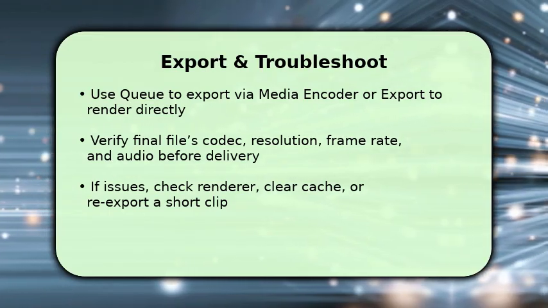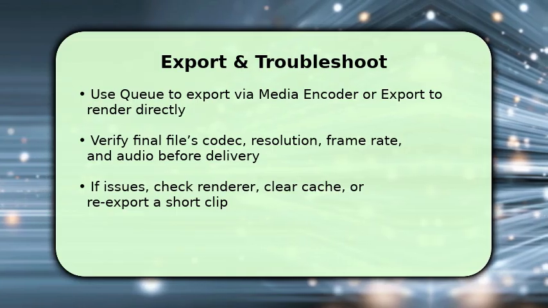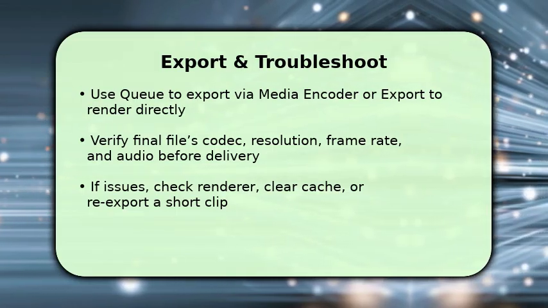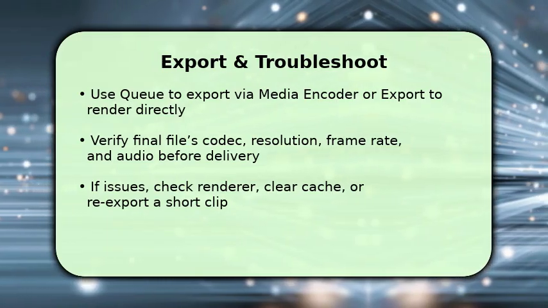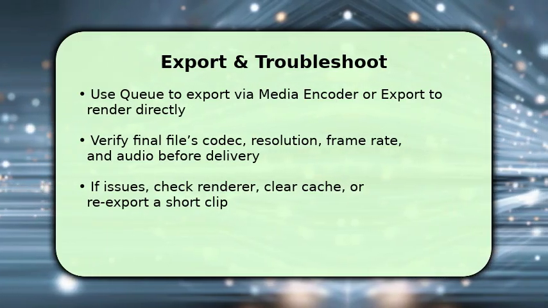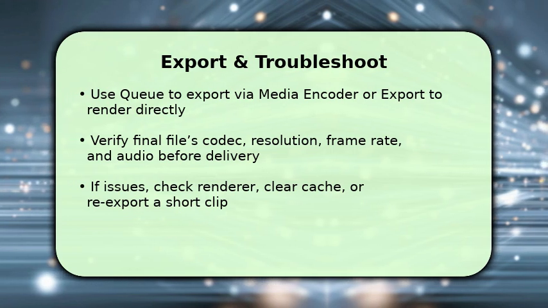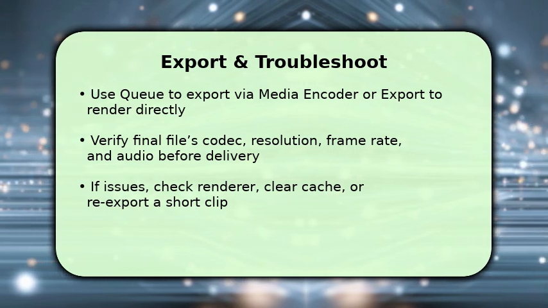If you encounter playback stutter, color shifts, or missing audio, make sure the renderer is set to Mercury Playback Engine GPU acceleration, clear media cache, and try exporting a short section to isolate the problem. These steps will resolve most common export failures quickly.